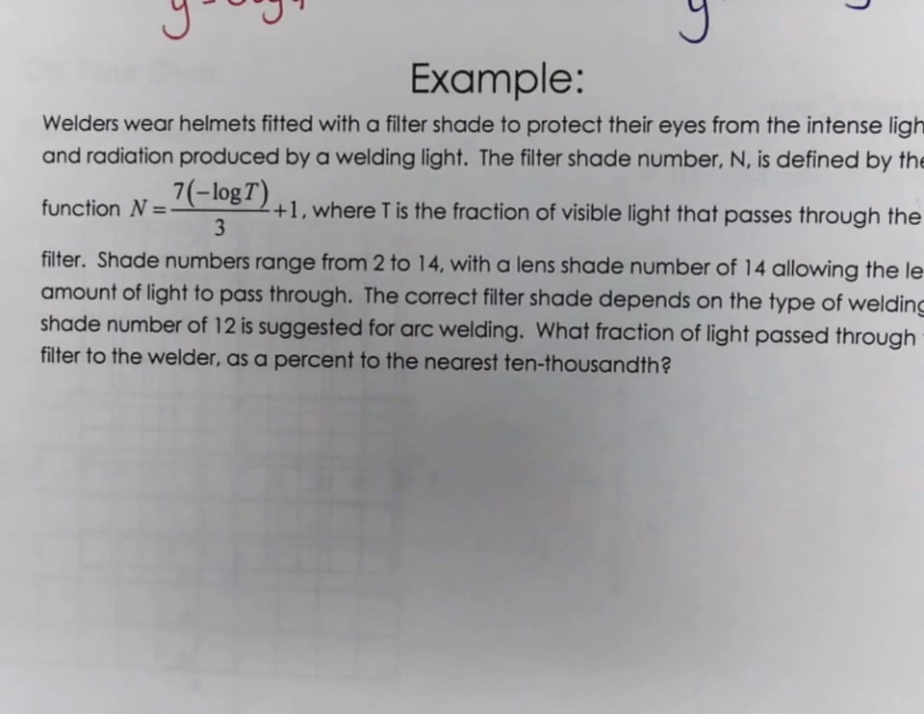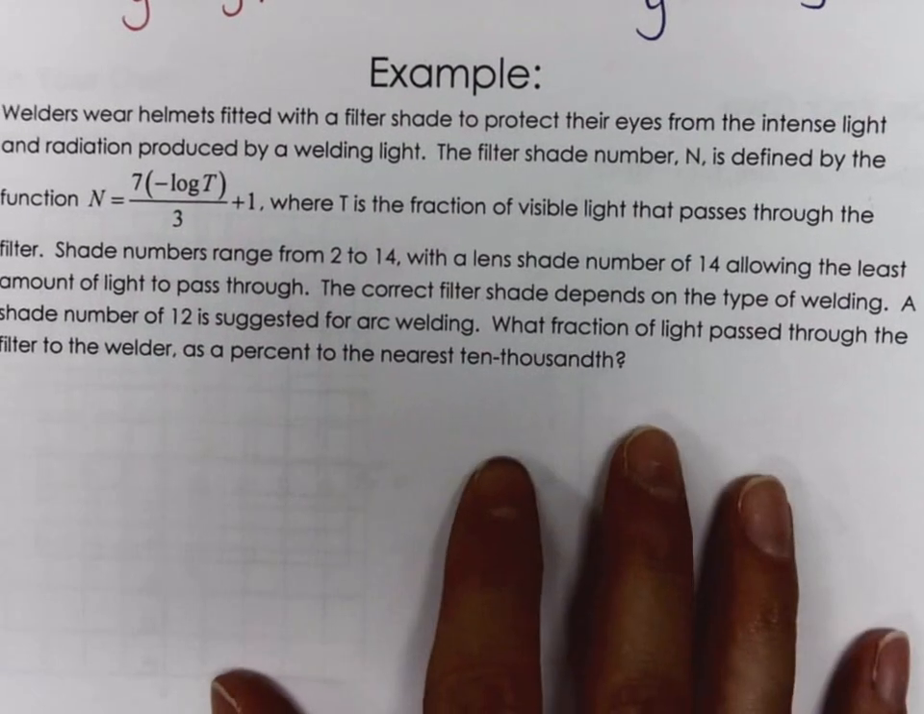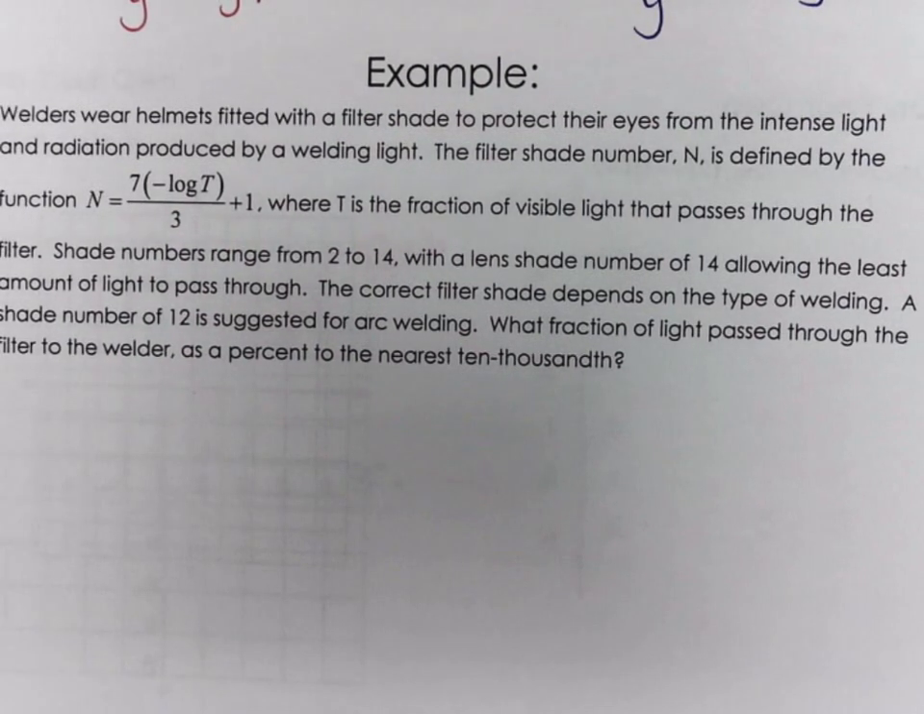Okay, welders wear helmets to filter out light to protect their eyes. If you've ever welded something, you know how bright it is. The filter shade number N is defined by the function given here, where T is the fraction of visible light that passes through the filter. It's not light, it's radiation. And how does radiation present itself in this case with welding? What do you see? Light. Light. Okay.